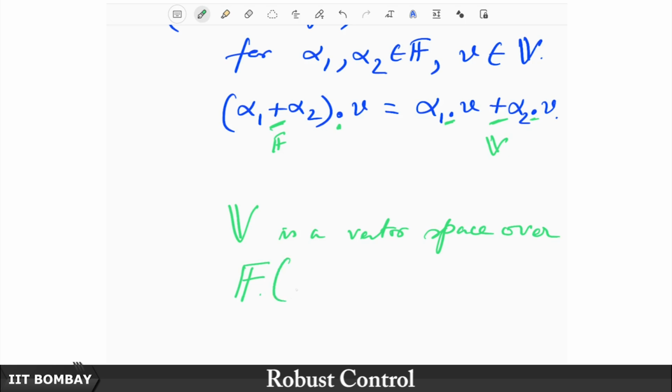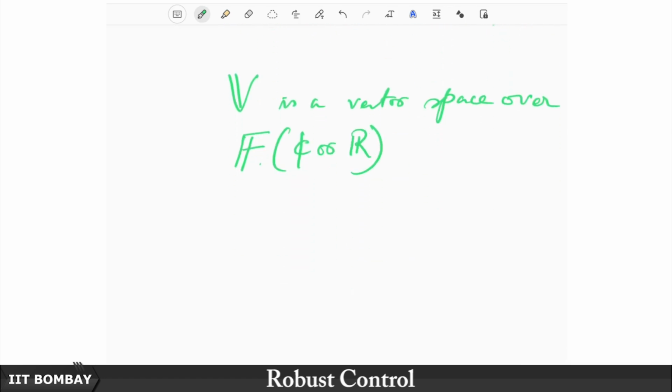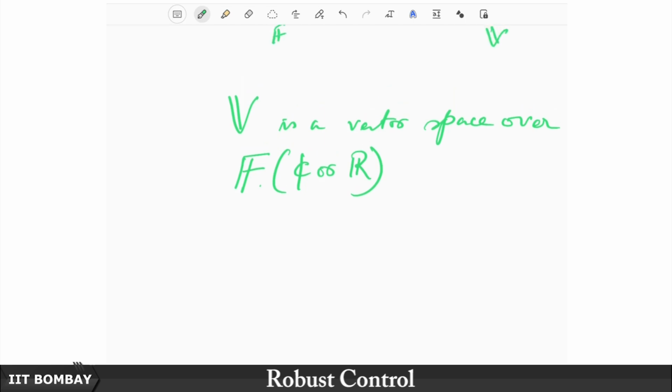Of course, in our case F is either C or R, complex numbers or real numbers. Okay. So, in short, we just say that V is a vector space. This is what a vector space is, and then what is a subspace? The next important notion.